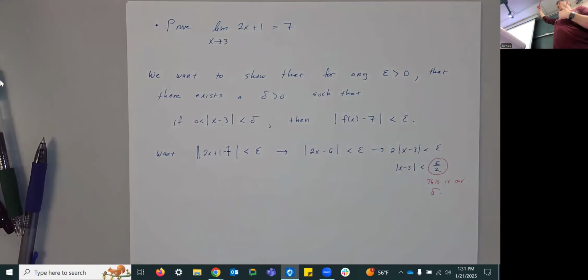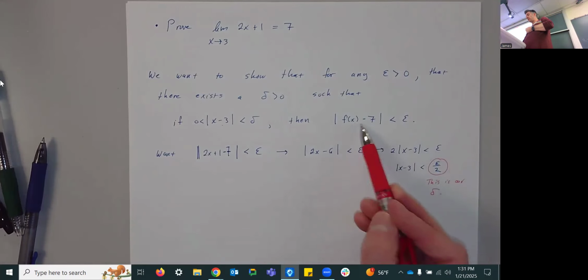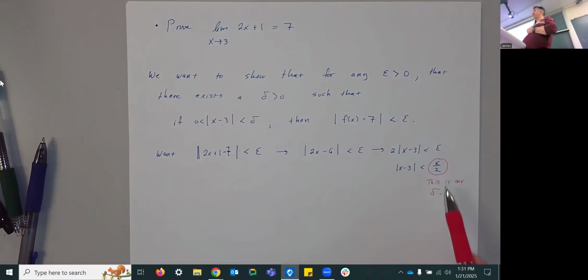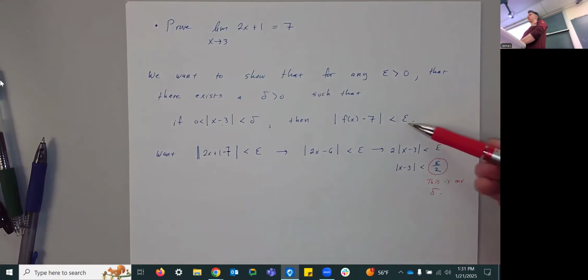We saw that for the function to be within 1 of 7, x had to be within 1/2 of 3. And for the function to be within 1/10 of 7, x had to be within 1/2 of 1/10, or 1/20th of 3. So however close we want the function to be to 7, in this problem, x has to be as close by, closer by a factor of 2, right? The difference between x and the number 3 has to be half as big as this difference here. Epsilon divided by 2 instead of just epsilon.